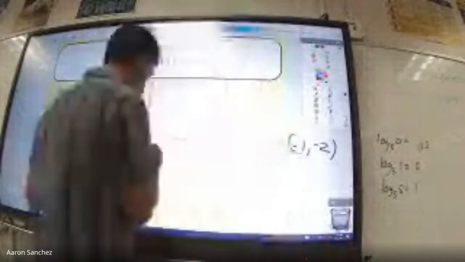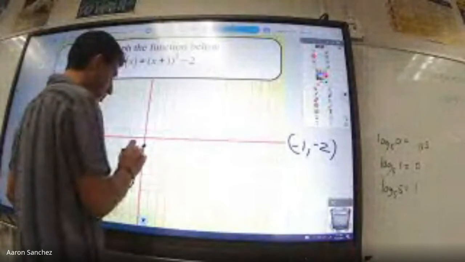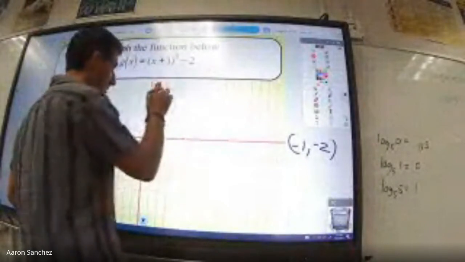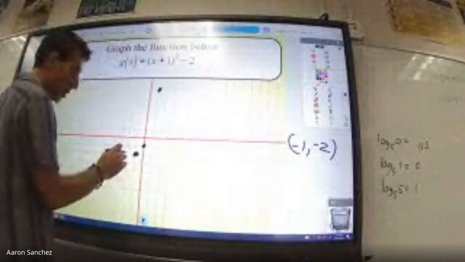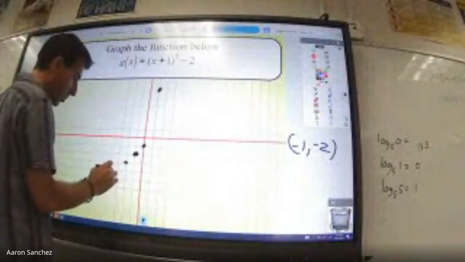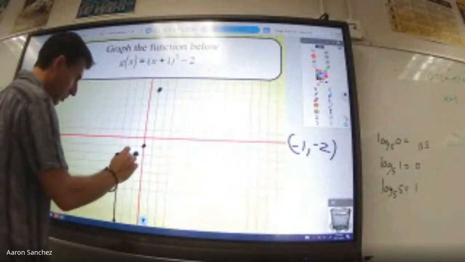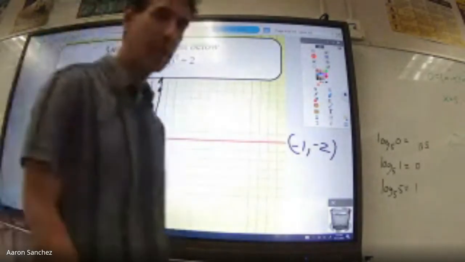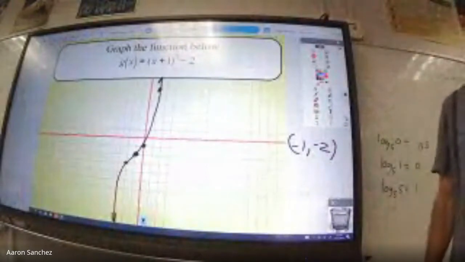Right? So go over here. 1 cubed is 1. 2 cubed is 1, 2, 3, 4, 5, 6, 7, 8. Go up this way. Now I can also cube negative 1. Negative 1 cubed is negative 1. Negative 2 cubed is negative 1, 2, 3, 4, 5, 6, 7, 8. And then this is going to go this way. Cube functions go up and down. That is g of x equals (x plus 1) cubed minus 2.